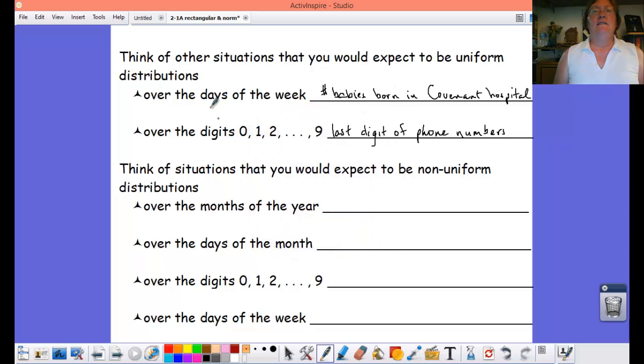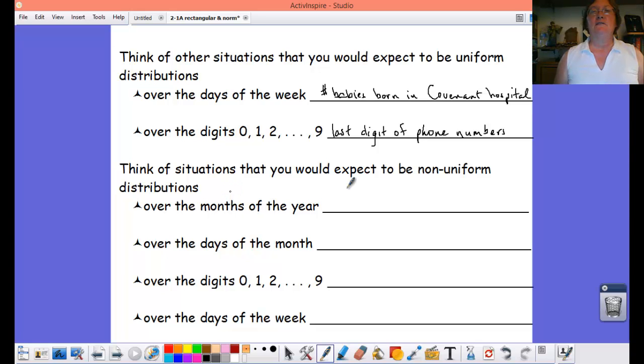But here's my thinking. Over the days of the week, I would assume that roughly the same number of babies would be born each day in any given hospital. I happen to say Covenant. Over the digits 0 through 9, this is kind of cheating because I looked in the book, and they said, and it makes sense, that if we were to look at the last digit of people's phone numbers, roughly the same number of zeros, ones, twos, etc., because it's the first three numbers that are the same. The last ones vary, so you would expect to have about the same number end in each of the digits 0 through 9.